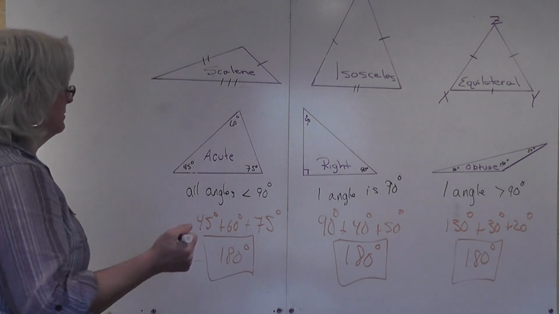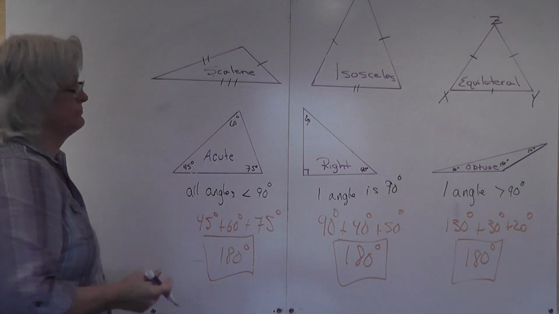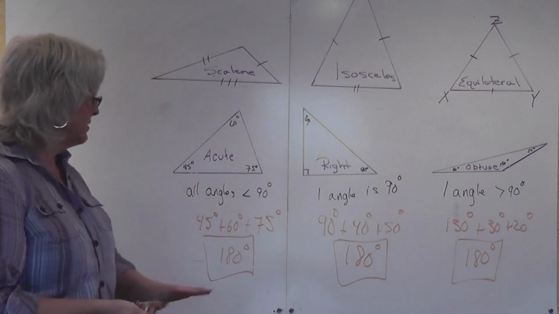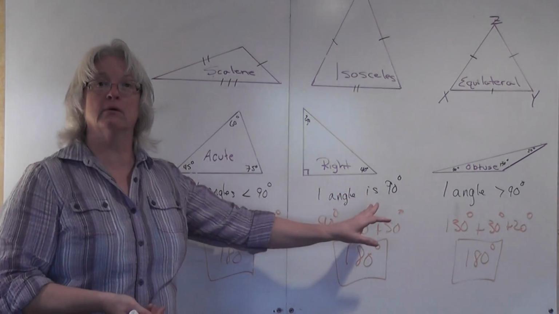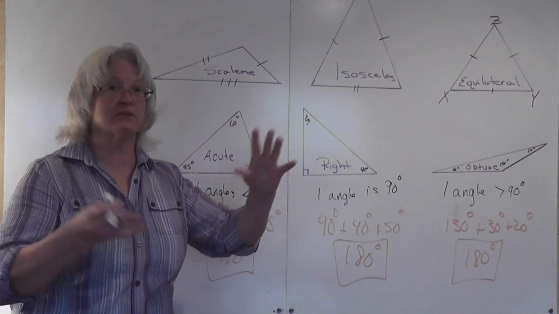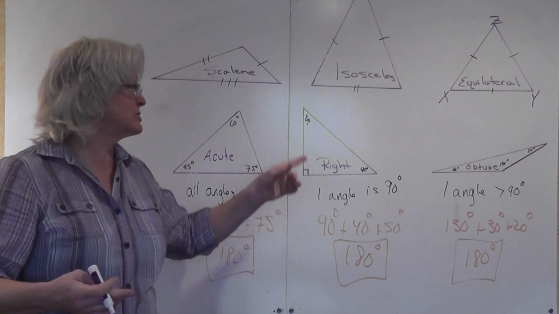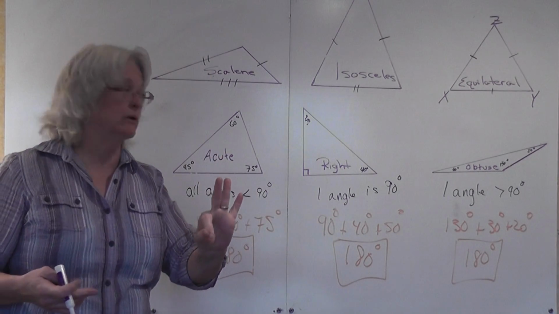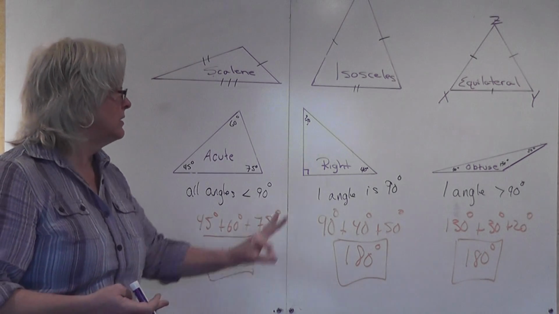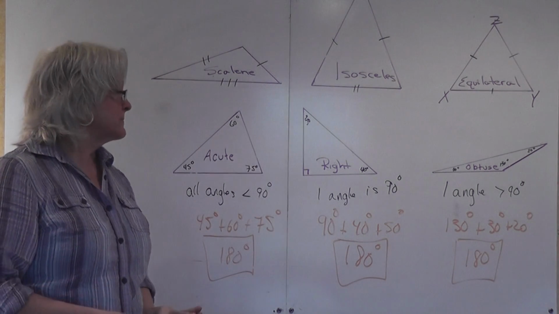Let's see. I'm out of room on my board. The sum of the measures of the angles in a triangle always, always, always and forever never will change. The sum of the measure of the three angles in a triangle is always 180 degrees.